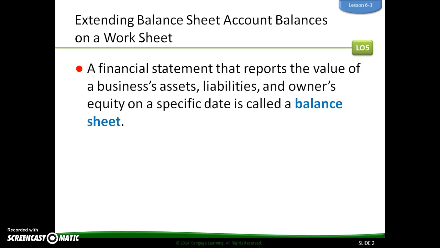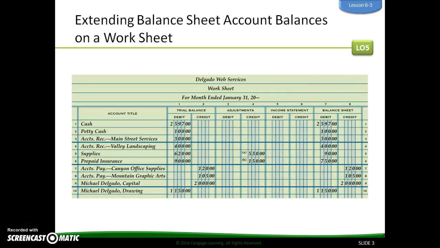Now, financial statements that report the values of assets, liabilities, or owner's equity, this is called the balance sheet, okay? And you're looking at a specific date. So you can see in the example, we've got cash, which we know to be an asset account, and we extended the debit balance for cash all the way out to the balance sheet. You can see for supplies, we took the debit balance and then we looked at the credit adjustment to our debit balance and came up with a total debit balance in our supplies account on the balance sheet of $90.